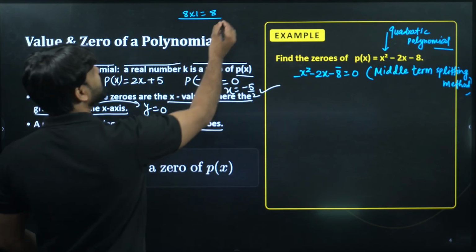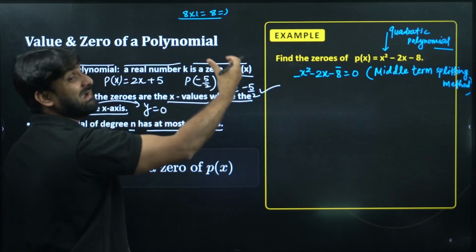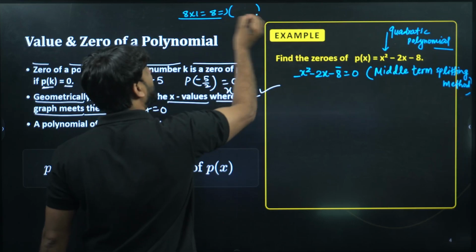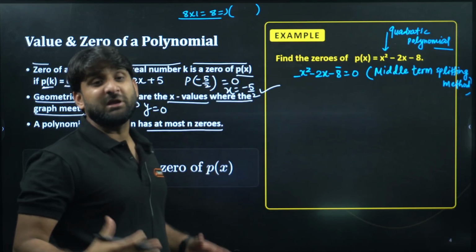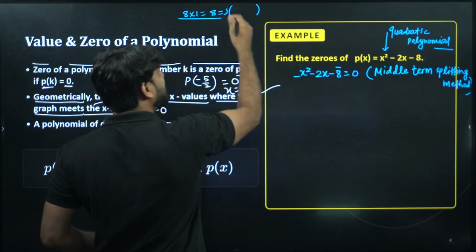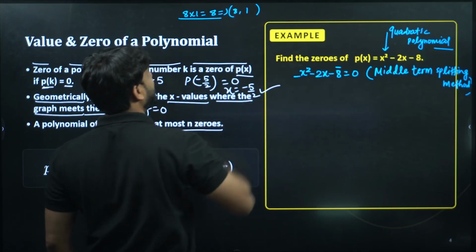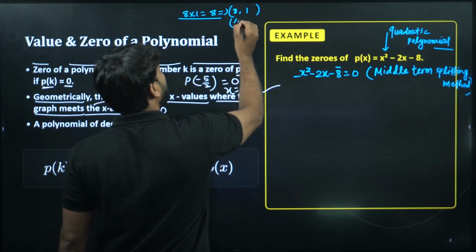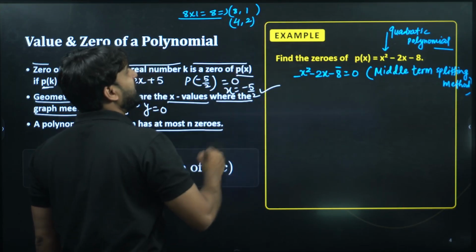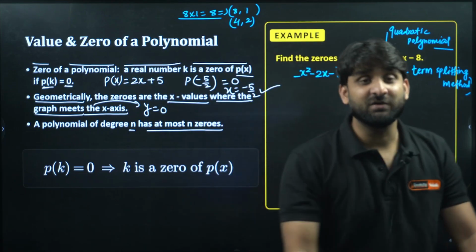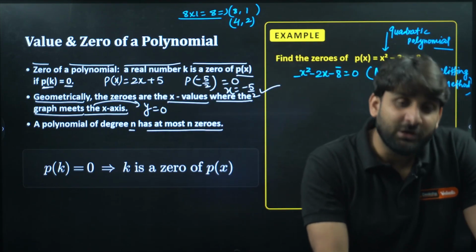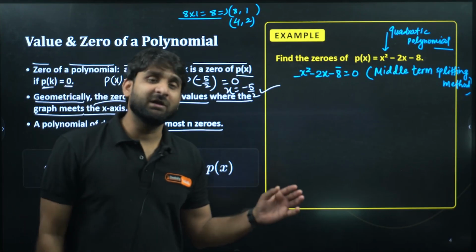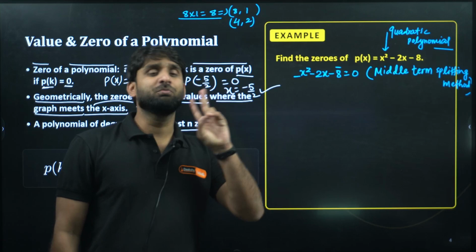Now for this result, the multiplication result of 8 and the coefficient of x square, now write the pair of factors whose multiplication is 8. For this 8, write the pair of factors whose multiplication is 8. So the first pair will be 8 and 1, because 8 times 1 is 8. The second pair will be 4, 2. Only 2 possibilities are there. Please check it once. For 8, there are only 2 possibilities. The product of 8 and 1 will give you 8, and the product of 4 and 2 will give you 8. There are only 2 possibilities.